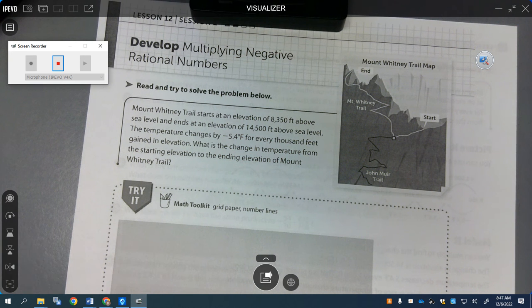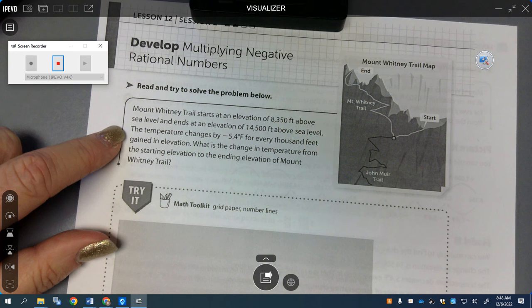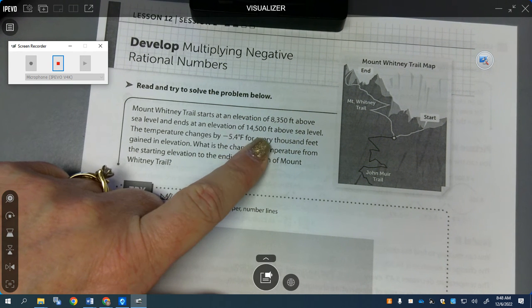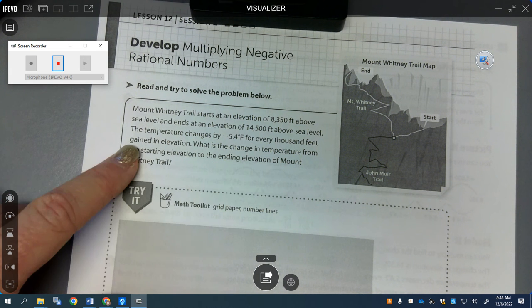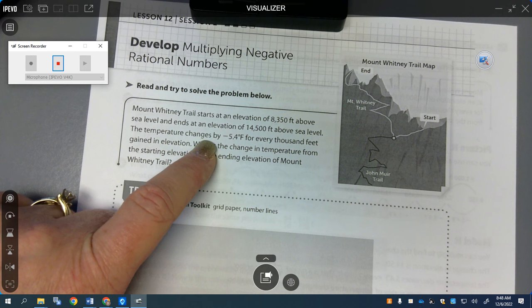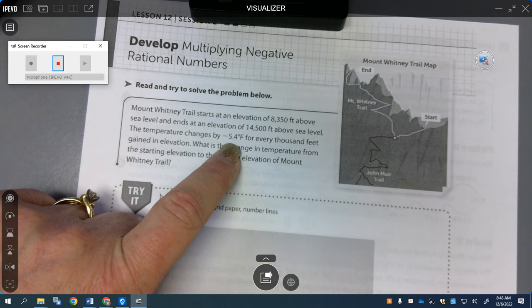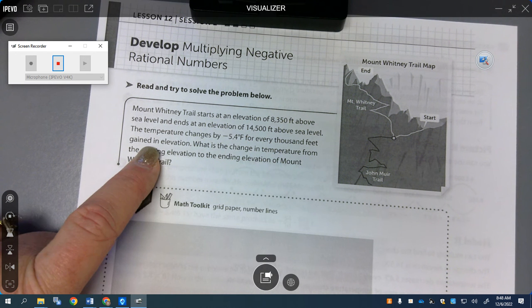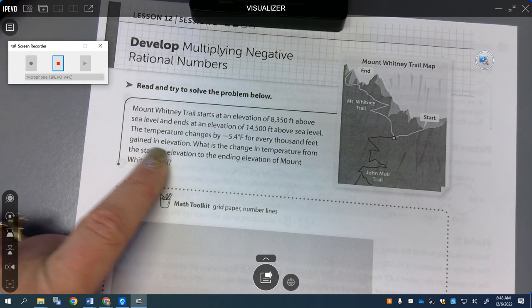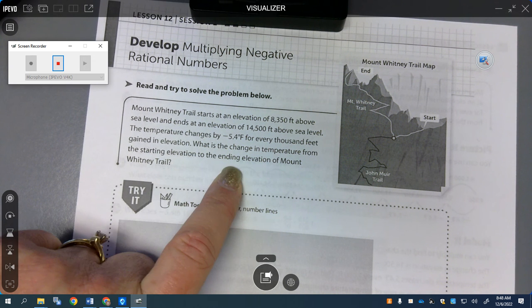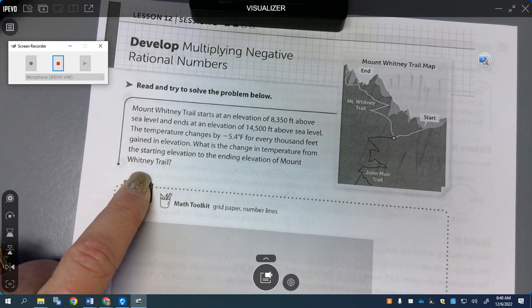we have Mount Whitney Trail starts at an elevation of 8,350 feet above sea level and ends at an elevation of 14,500 feet above sea level. So here's kind of our little path here. The temperature changes by a negative 5 4/10 degrees Fahrenheit for every 1,000 feet gained in elevation. What is the change in temperature from the starting elevation to the ending elevation of the Mount Whitney Trail?